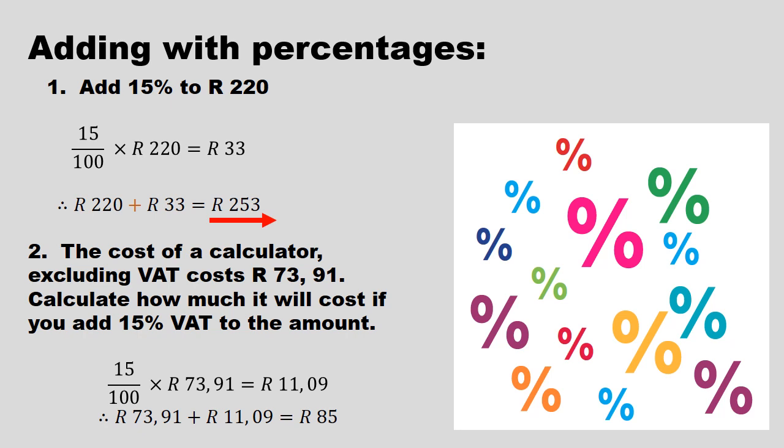So now you need to add it together because you want to include the original price with the VAT price. So 73.91 plus the 11 Rand, 09 cents, that gives you 85 Rand. So the cost of that calculator would be 85 Rand.